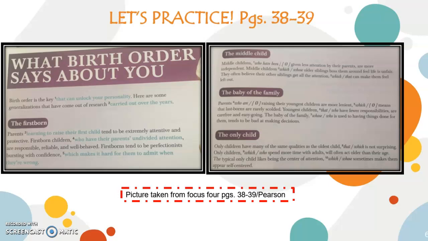Birth order is the key that can unlock your personality. That is a relative pronoun. Here are some generalizations that have come out of research carried out over the years. They omit the relative pronoun in there. The firstborn, el que nace de primeras. Parents learning to raise their first child tend to be extremely attentive and protective. Firstborn children, who have their parents' undivided attention, are responsible, reliable, and well-behaved.